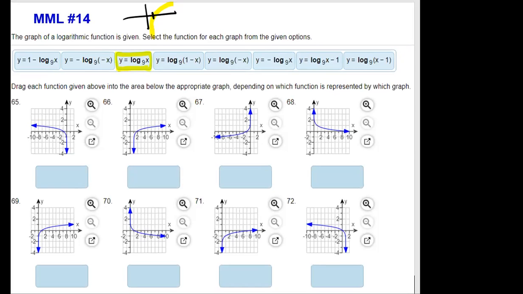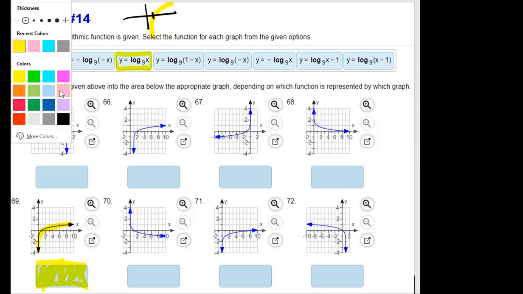Now the y-axis is the asymptote. Exponential, it's the x-axis. You want the y-axis. So looking at all my choices, it is actually this one right here, because it goes through (1, 0). So it's that one. And then I just go through it the way I did before.